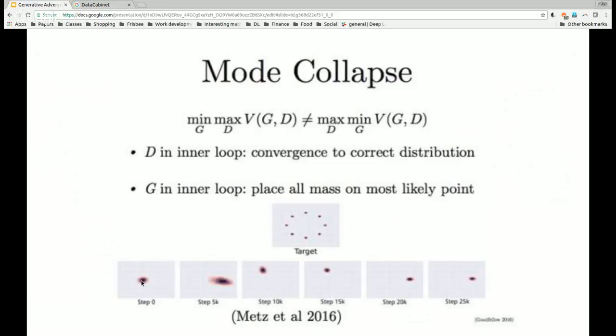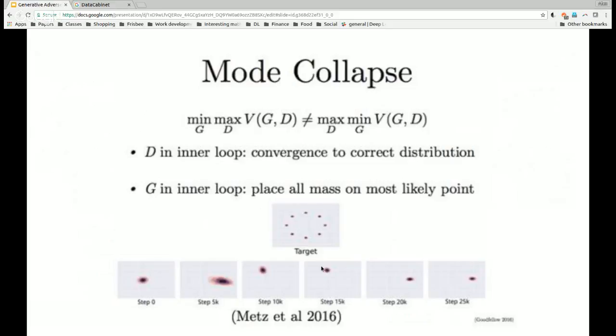So now I'm going to switch to the next most likely point. And then the same process will happen, and it's going to alternate, moving point after point after point. So this means it may not actually converge. All it's doing is moving around all its probability mass for the generator to different areas.